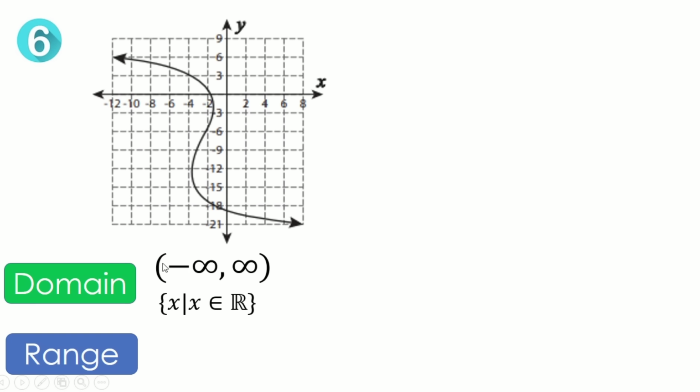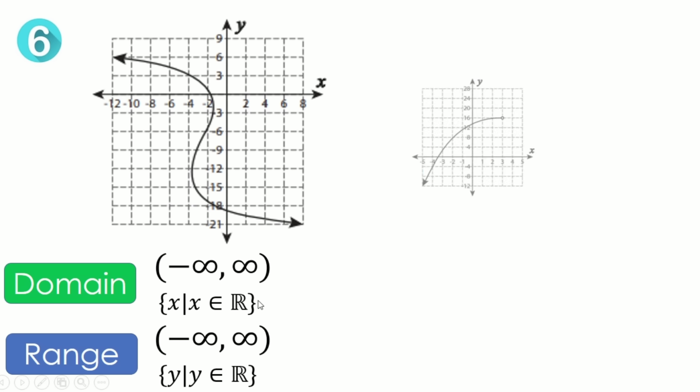Kapag gamit yung interval notation, ito ang gagamitin na symbol. Naka-parenthesis from -infinity to +infinity. Kapag set notation, x such that x is an element of all real numbers. Next, ganun din kapag range, kasi infinite siya, wala siyang endpoint. So, ganun din yung magiging sagot nyo. Your y is an element of all real numbers. Kapag ganito ang given na graph, walang endpoint, so all real numbers ang magiging sagot nyo.